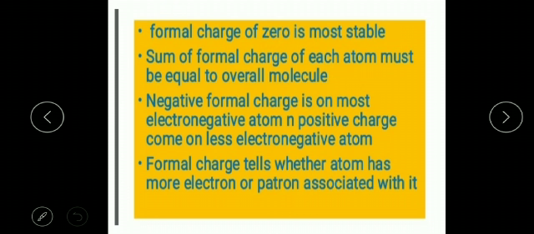But when during the reaction the atoms donate electrons, then the atom or molecule acquires a positive charge because the number of electrons decreases and the number of protons remains as it is, so the molecule acquires a positive charge. And when during the reaction an atom is gaining electrons, then there is an increase in electrons, so it acquires a negative charge.